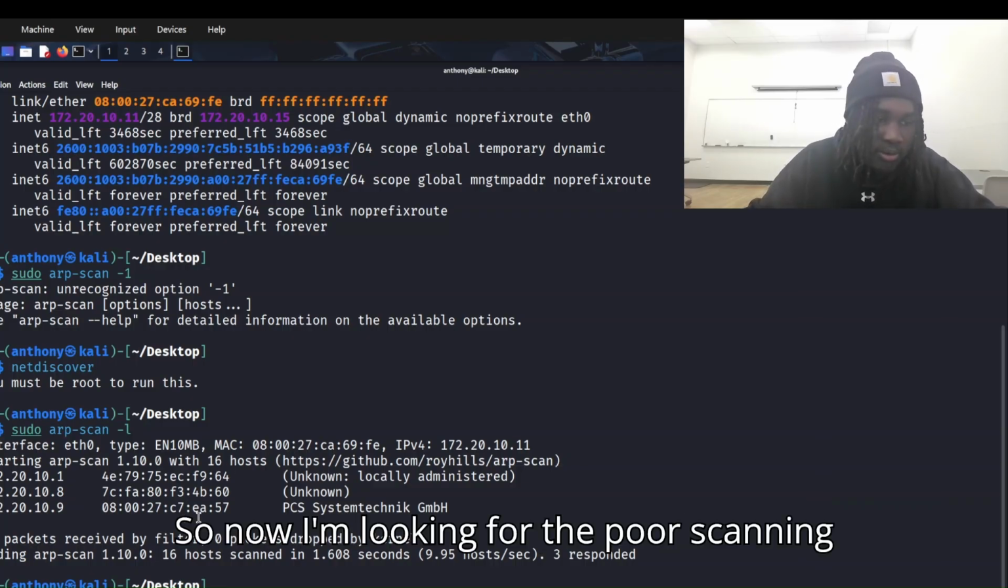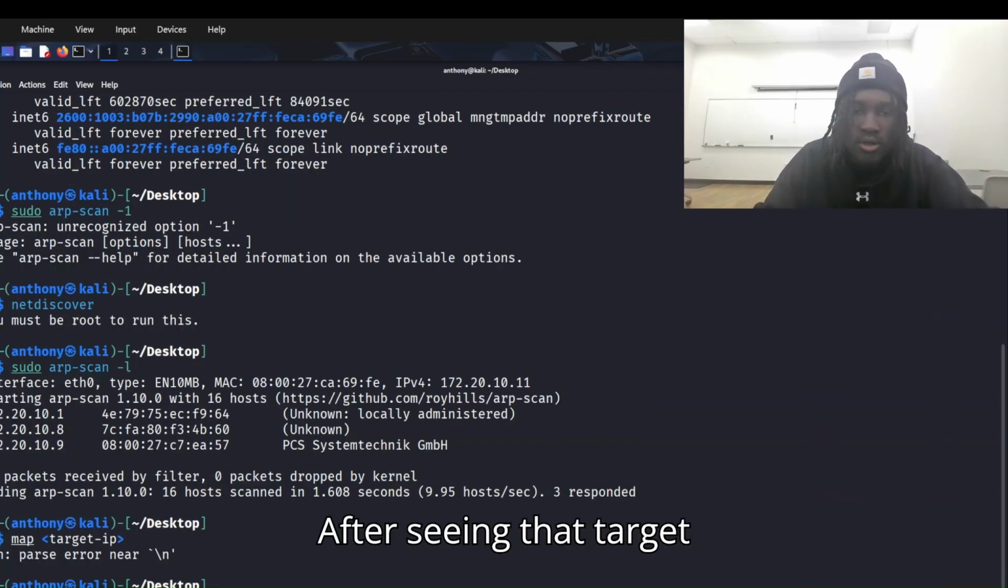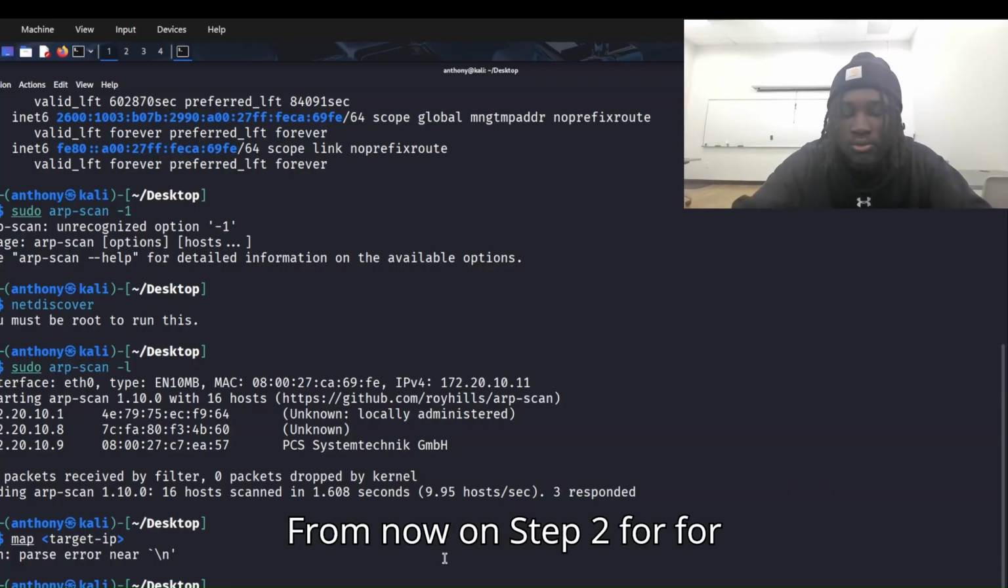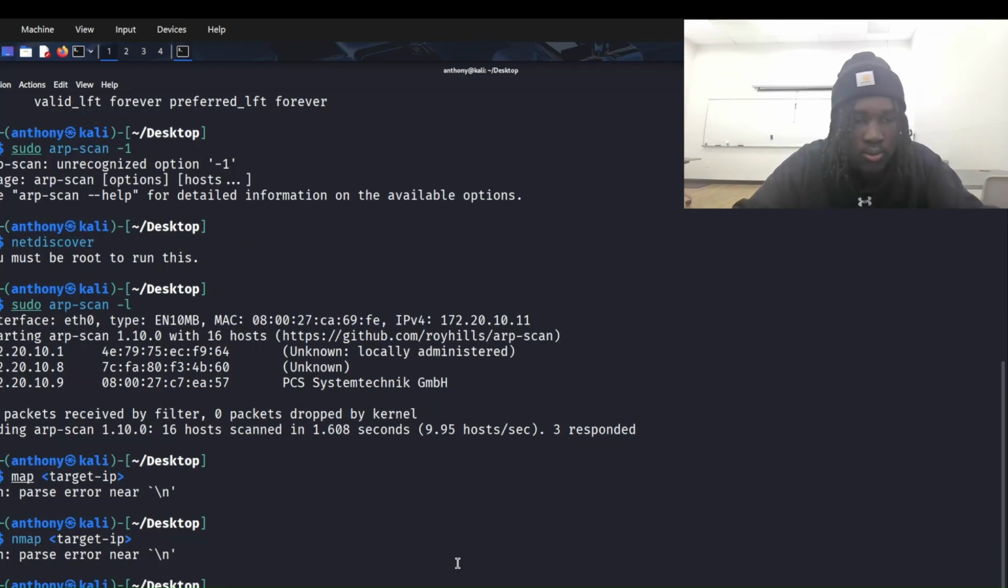Now I'm looking at port scanning, step 2. After seeing that the target was in, for step 2, port scanning, I have to type nmap.